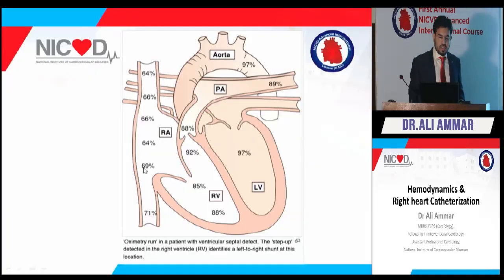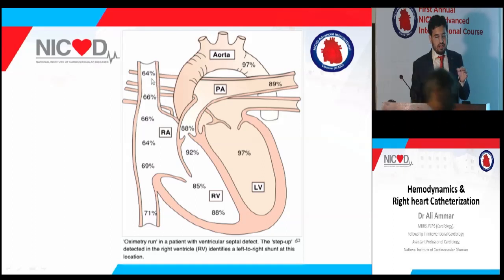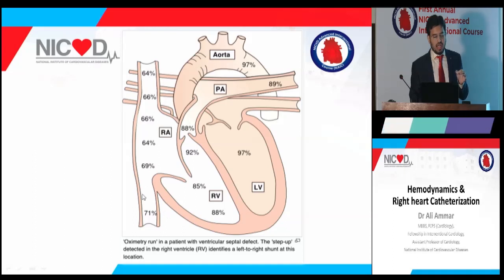Now, moving forward, this is a right heart cath, and it will be a question for you, but you have to answer it in the end. We have to screen the saturations in different areas. From the SVC, it is normal. From the IVC, it is normal. It is coming into the RV, they are 85%.